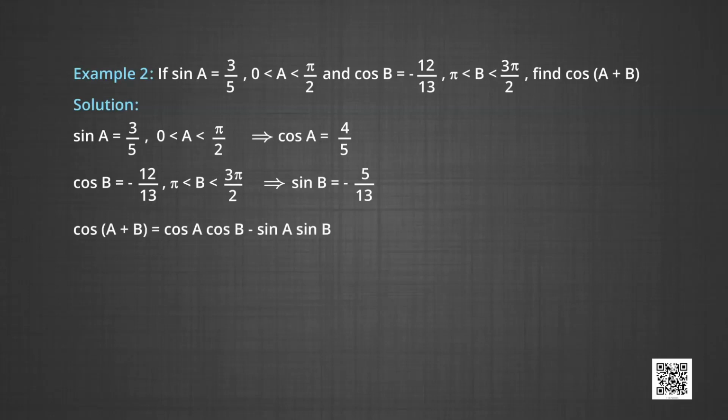Cos of A plus B can be written as cos A cos B minus sin A sin B. The value of cos A is 4 by 5 and the value of cos B is minus 12 by 13, which we substitute, minus the value of sin A, 3 by 5, and the value of sin B, which is minus 5 by 13, being placed in their respective places. On simplification, the value of cos of A plus B comes out to be minus 33 upon 65.